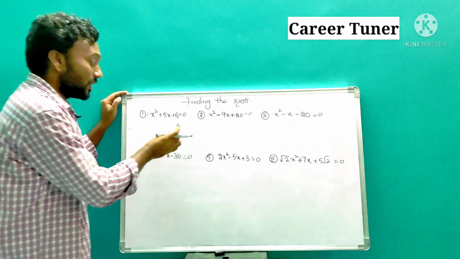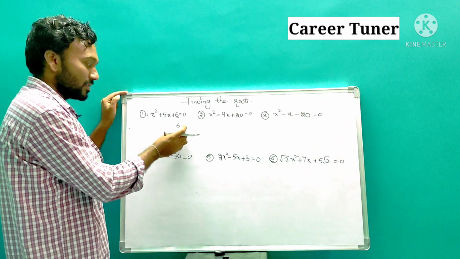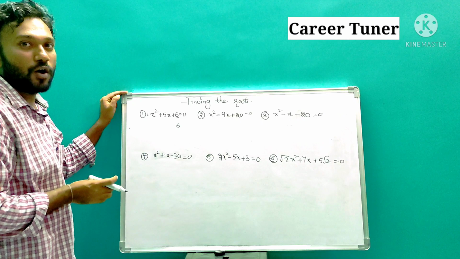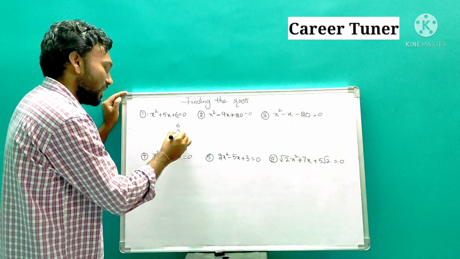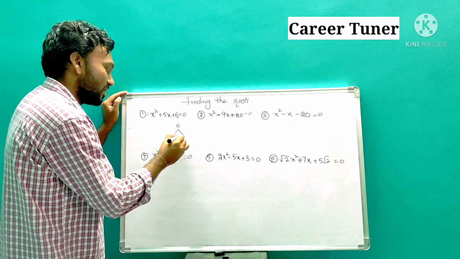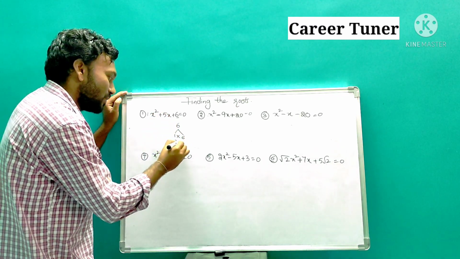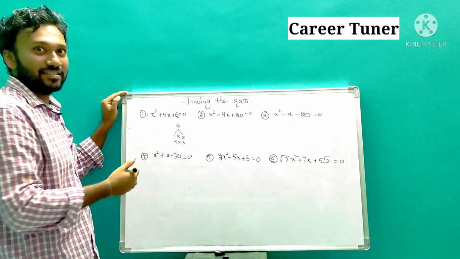Now you need to split 6 into 2 factors, such that if you add those factors, you need to get the coefficient of x. So how can I split it? Suppose I write 1 into 6, 6 plus 1 is 7. Am I getting it? No. Suppose I write 2 into 3, what is 2 plus 3? 2 plus 3 is nothing but 5. Yes, I am going to get it.